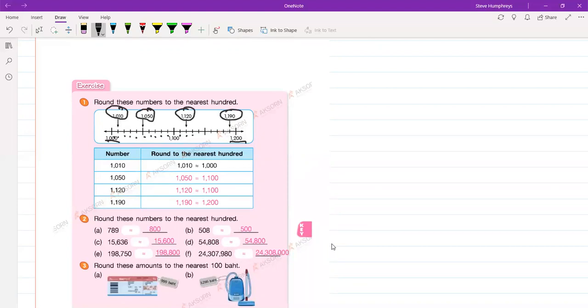The first one is done for you, 1,010. Look at the last 2 digits. That tells you you're going to round it down to 1,000. Okay, so complete the next 3 in the table. 1,050, 1,120, 1,190. Look at the last 2 digits every time. That tells you what you have to do.